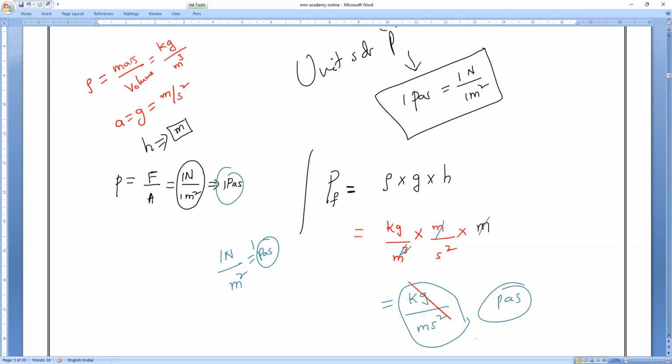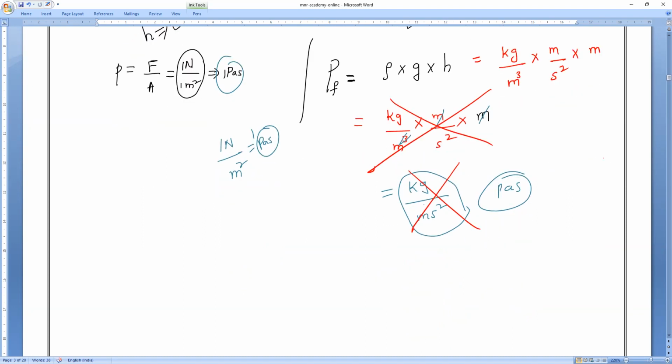So your unit is wrong. You are not supposed to cancel like this. Now I will teach you how to solve. So this is entirely wrong. How to solve it is very important. Everybody will think similar things get cancelled. So now, kilogram divided by cubic meter into meter per second square into meter. Okay, let it be like this.